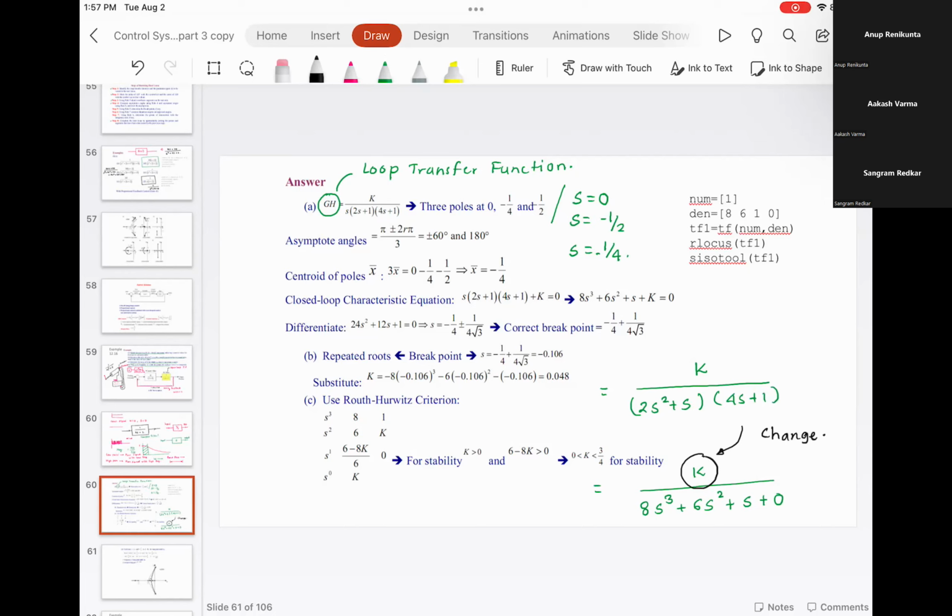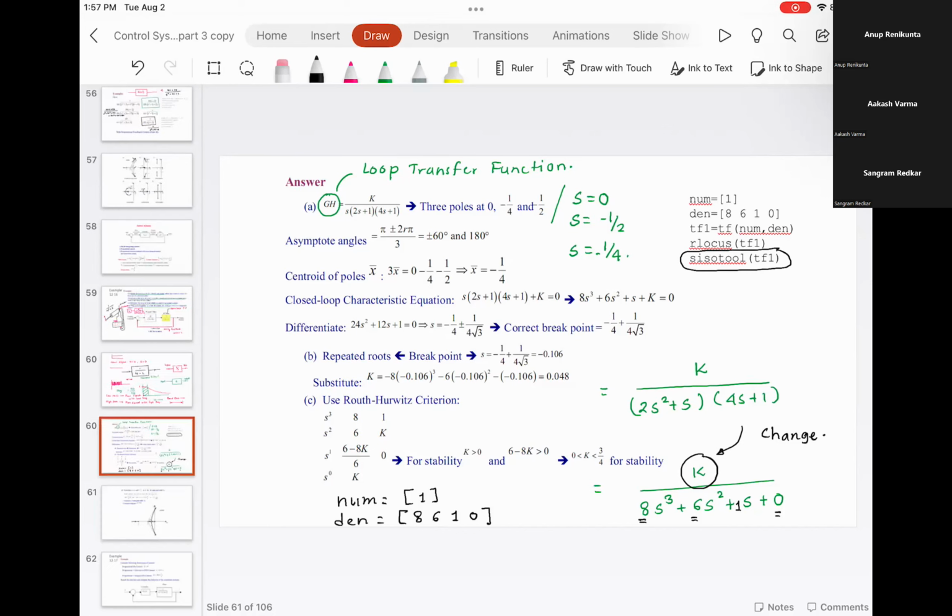When you use this inside MATLAB, your numerator would be 1 and your denominator will be 8, 6, 1, and 0. Then we would use this command, SISO tool, to study and design the controller. So I want to switch to MATLAB again and work out this example. And I would tell you that the results you get will be identical to the results you obtain by hand calculations.